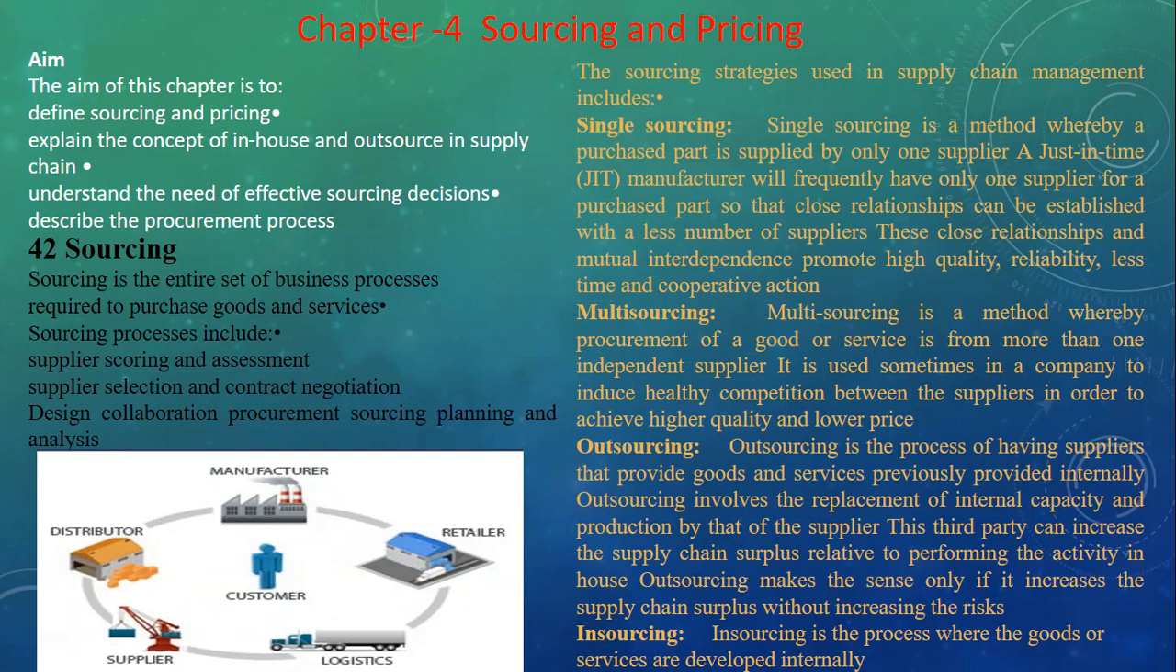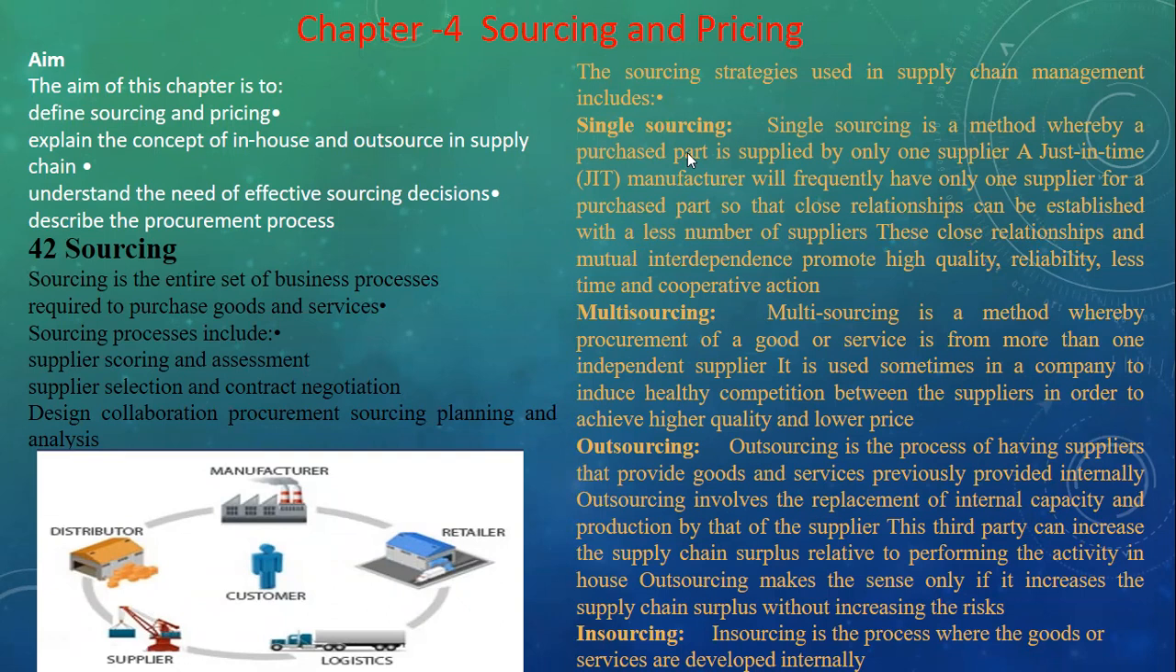Now, design and collaboration, procurement, sourcing and planning, and analysis. After contract negotiation comes design of collaboration and procurement sourcing. Here you need to design how this process will be done, and who will bear the expenses of the movement of goods from the sources to our factory. The planning also includes this. After that, we need to analyze this system, whether we are doing the correct designing or not. So this process is very important in the manufacturing process.